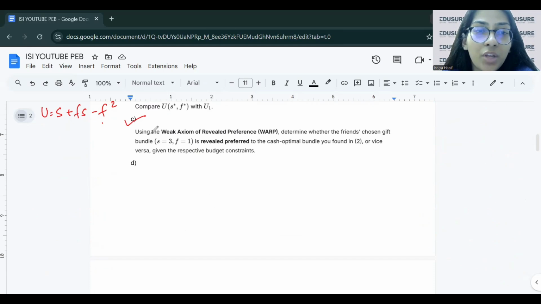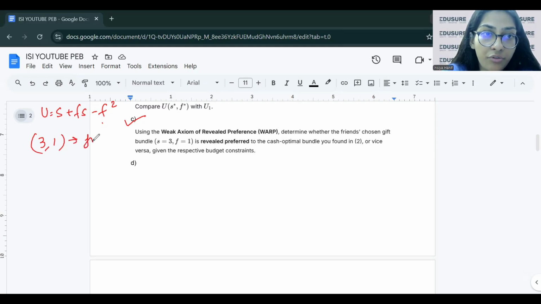अब करते हैं part C. Using the weak axiom of revealed preference, determine whether the friend's chosen gift bundle is revealed preferred to the cash optimal bundle you found in 2, or vice versa, given the respective budget constraints. ठीक है, तो friend's chosen bundle was 3,1, right? This was the friend's chosen bundle.